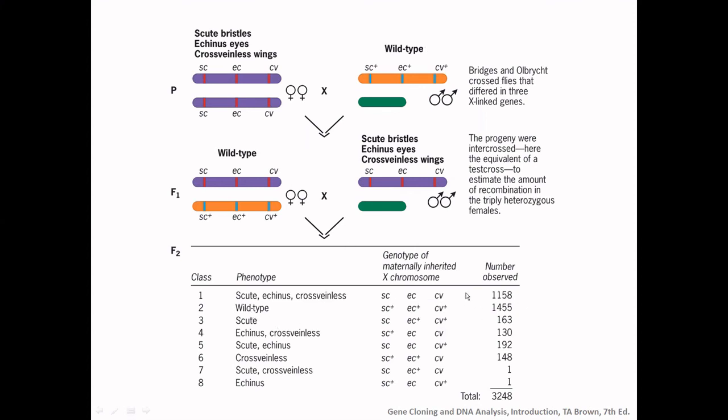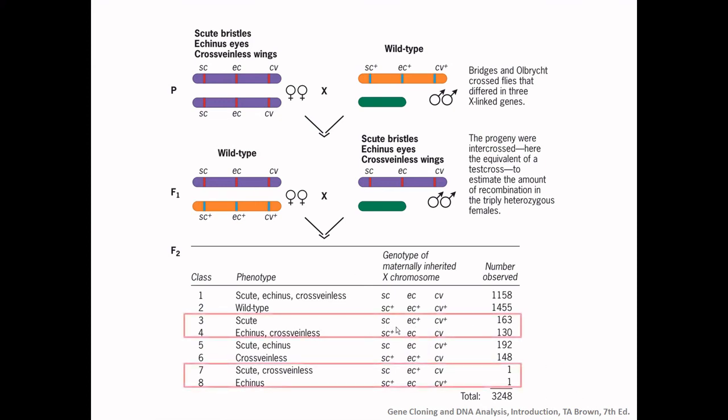So these are the non-crossover products, whereas the scute and the echinus, these are the crossover products. So between the SC and the EC, we can see SC EC. These are the frequency where a crossover takes place between the SC and EC.